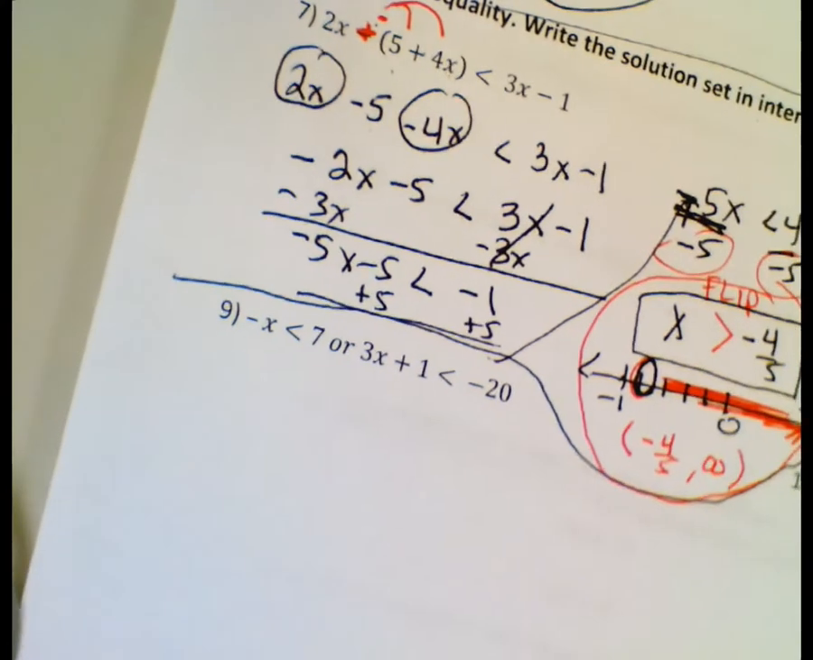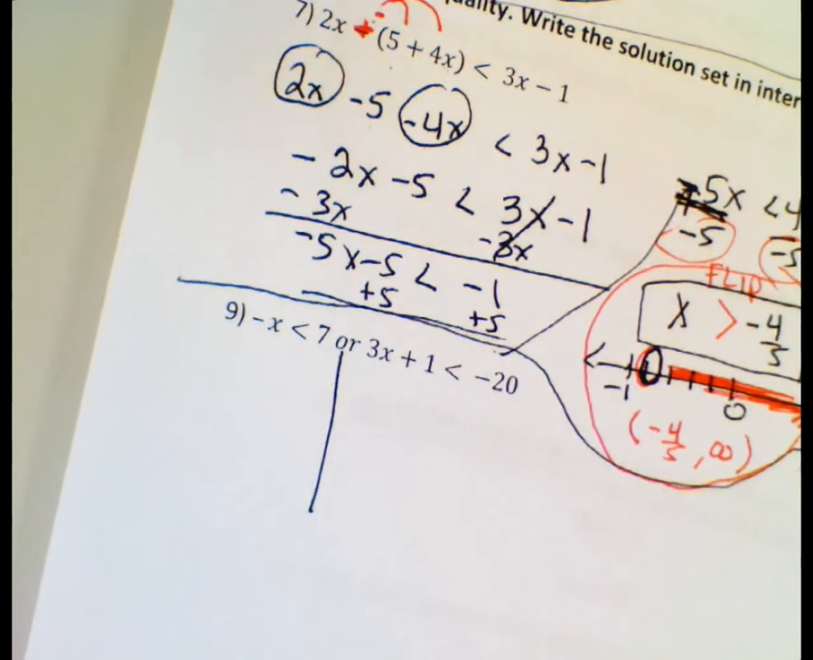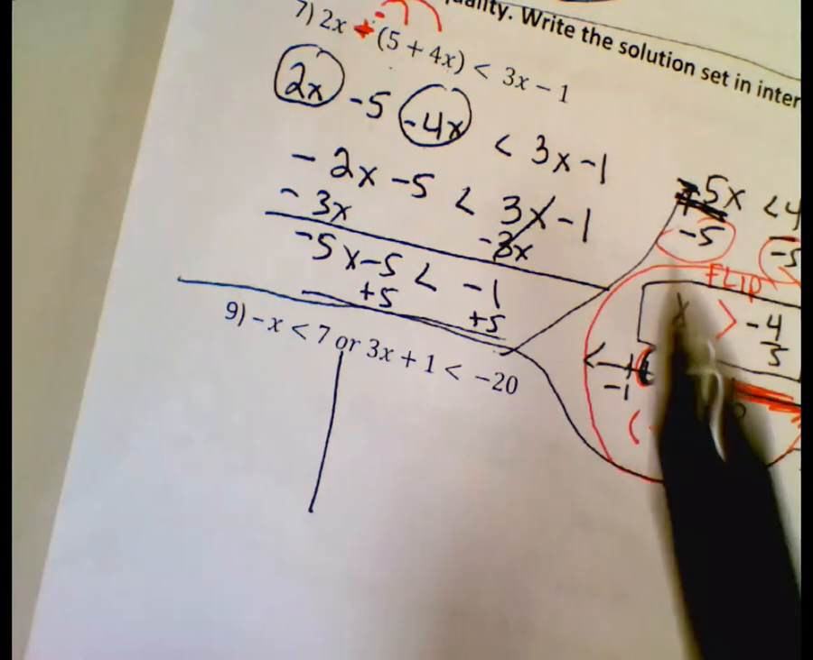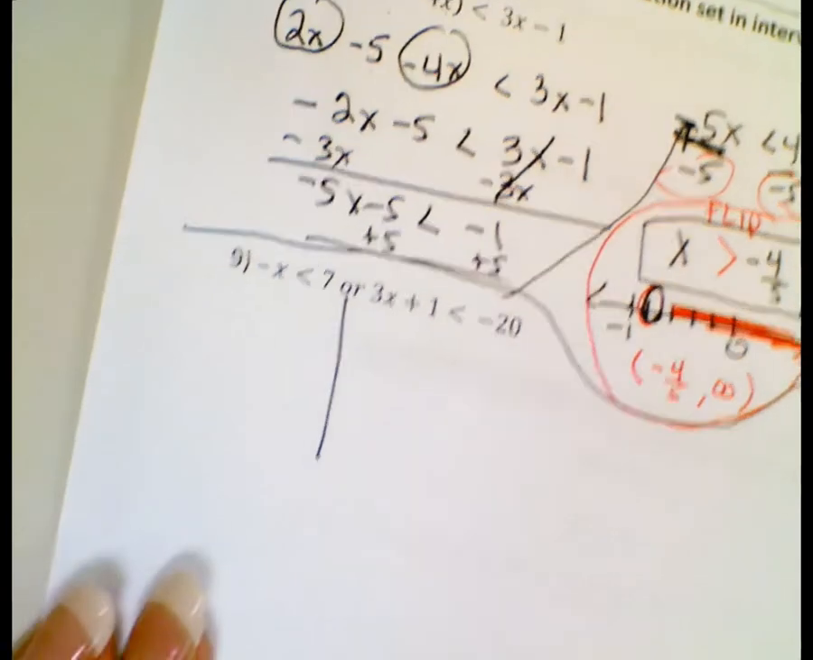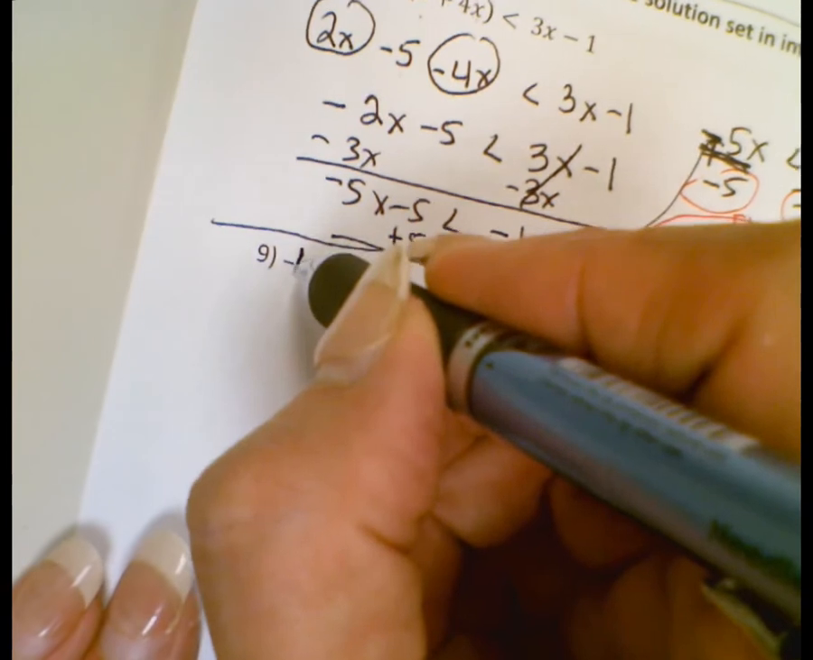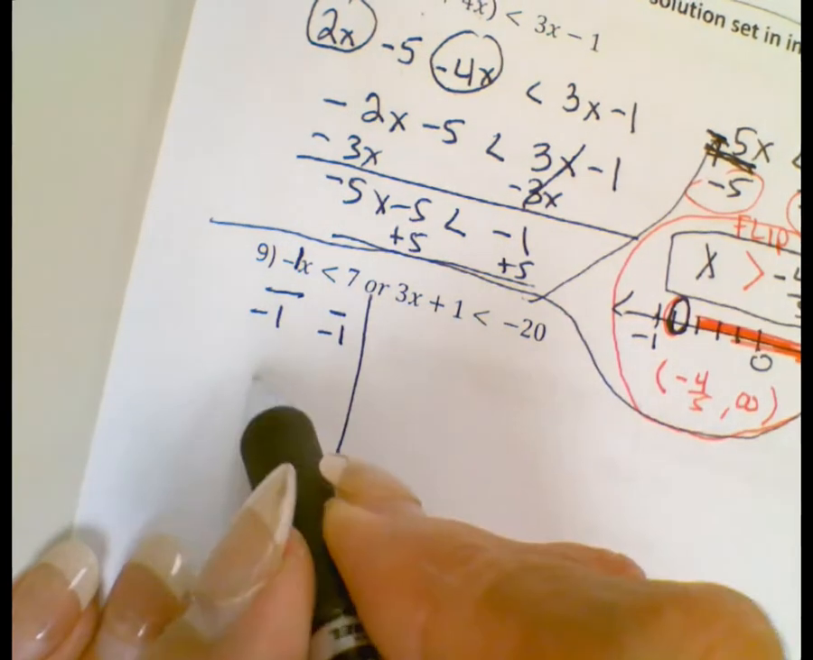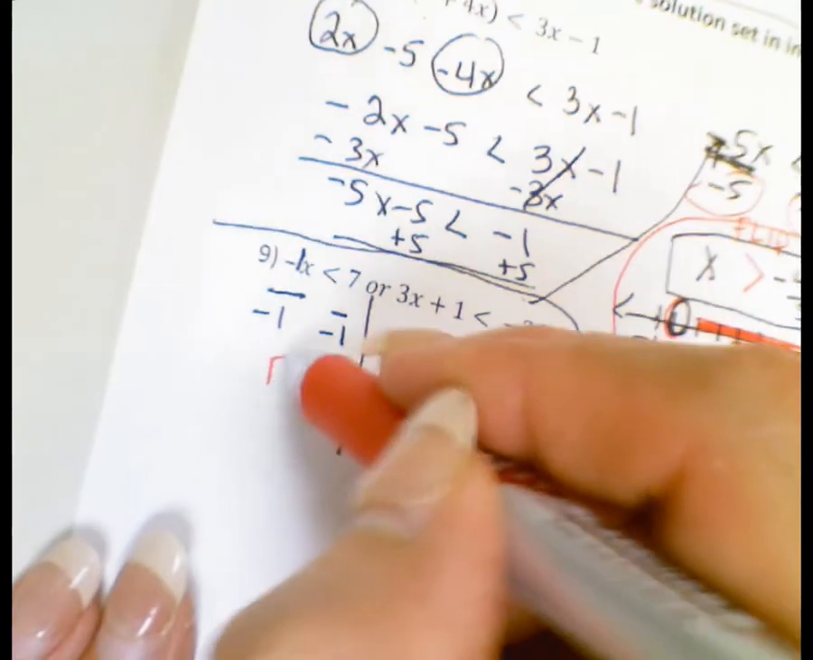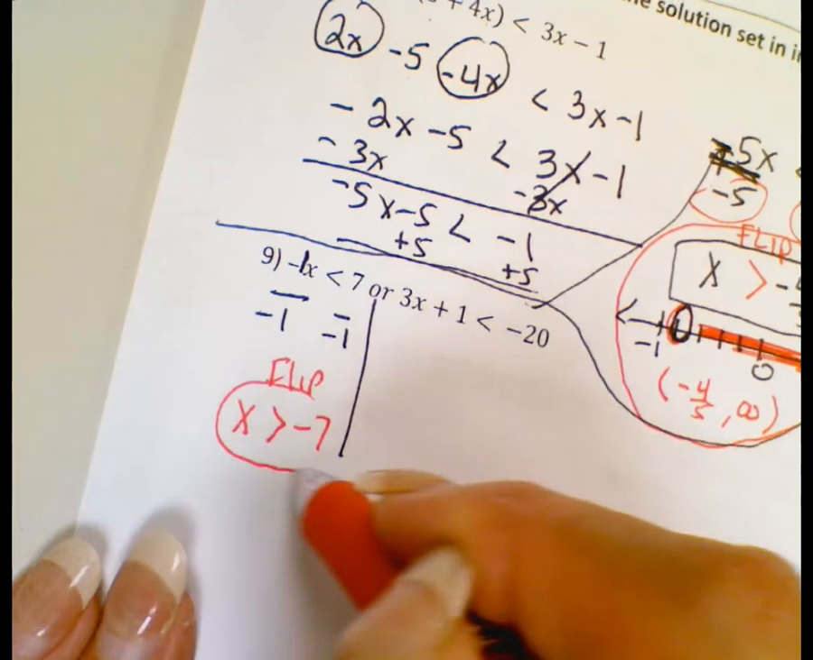Okay, number 9, we have an OR. That means we have two separate inequalities. OR means that your graphs are going to go like this. One's going to go this way and one's going to come this way. They're going to go away from each other. So, okay, there's a 1 in front of this. Put a 1 right in front of x. How do you get rid of a negative 1? Divide by negative 1. So we are going to flip. So this is x is greater than negative 7. That's one of your answers.